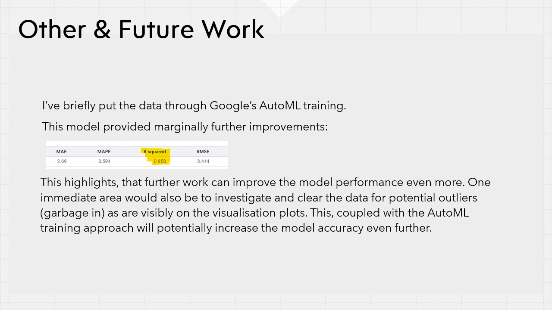There's been some other preliminary work for future work to be carried on here. The data has been put through Google's AutoML training, and this has actually provided some marginal improvements again. You can see the R squared now is 0.958, a little bit higher. Effectively, this highlights that indeed further work can improve the model performance even more.